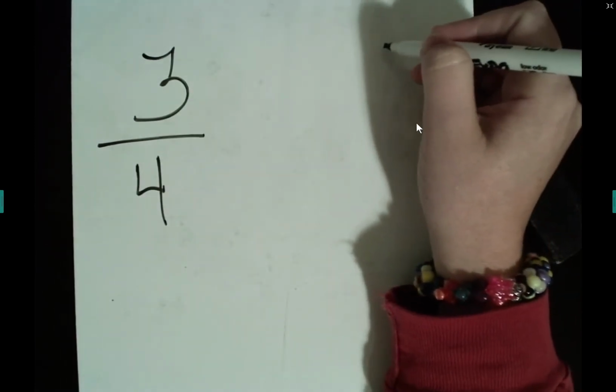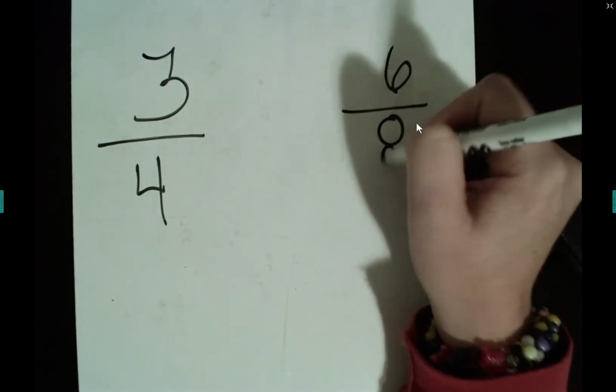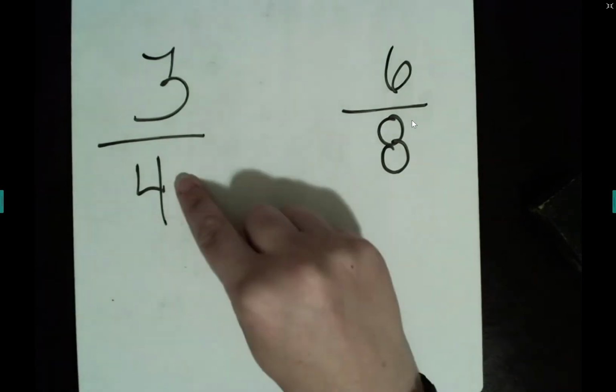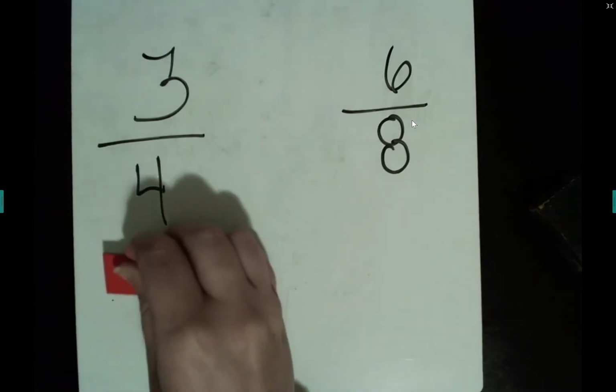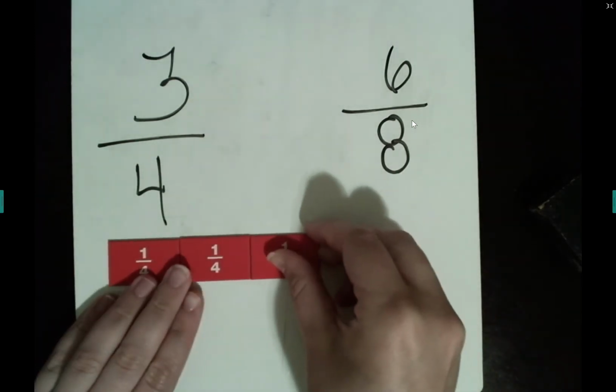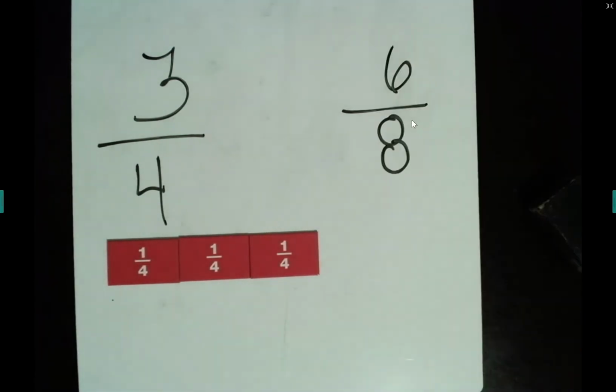So we're going to do a few more together. Let's do 3/4 and 6/8. So again, I need to find my one with the 4 in the denominator, and I need to get 3 of them. So I have 1/4, 2/4, and 3/4. Need to find my ones with the 8 in the denominator. I need to get 6 of them.